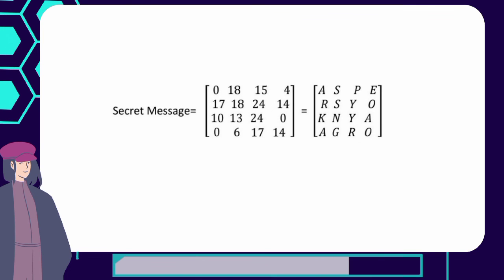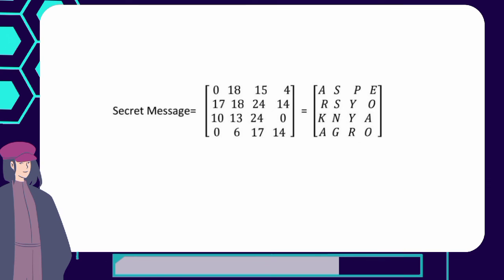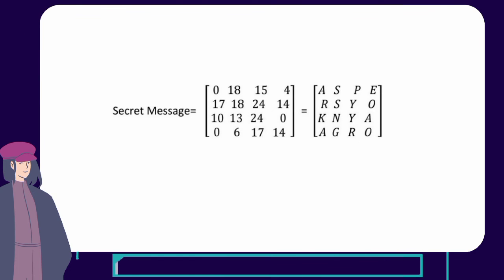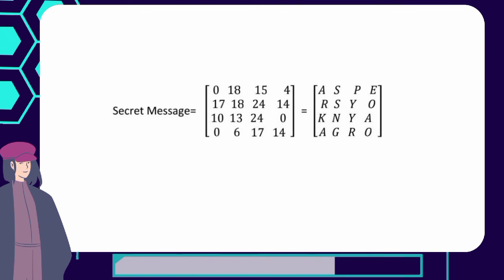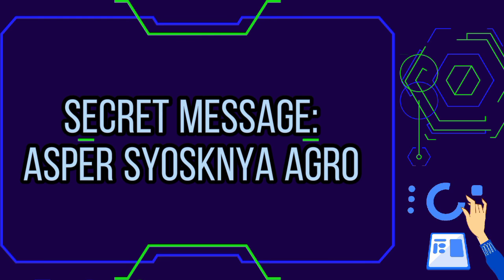Now, we can decrypt the message from the new matrix. And the message is as per the shortened 'agro'. We found the message. Good job everyone.